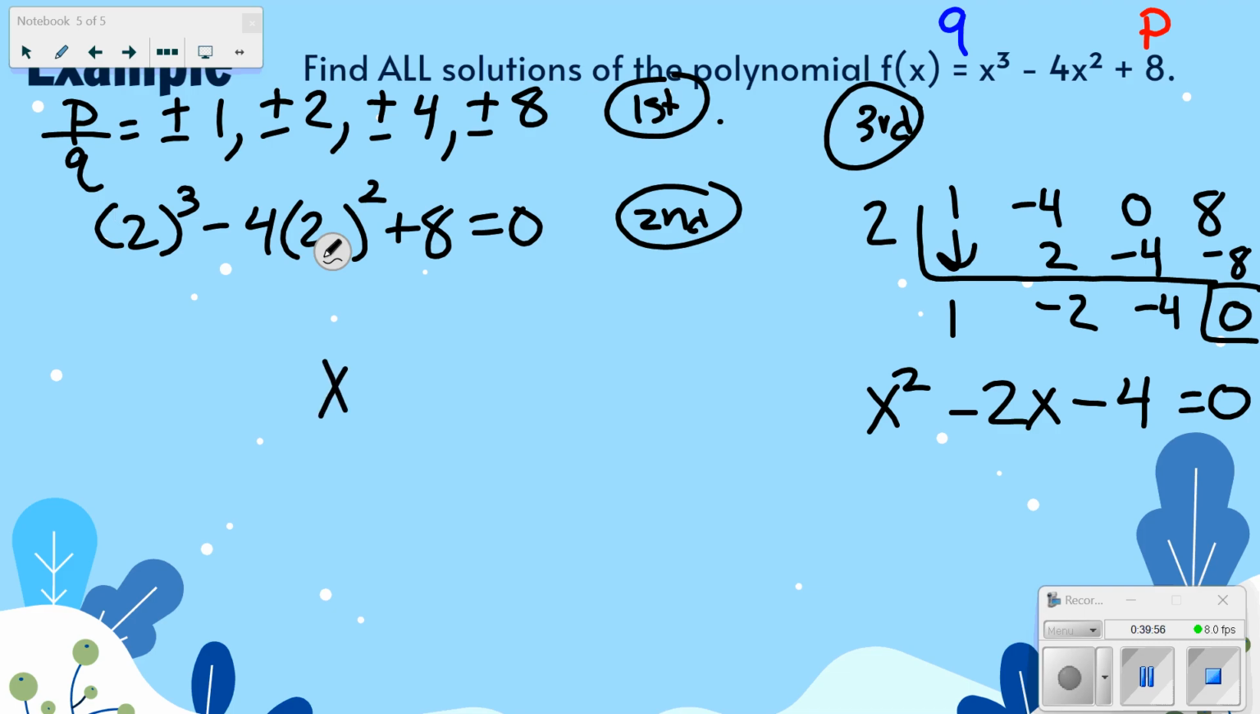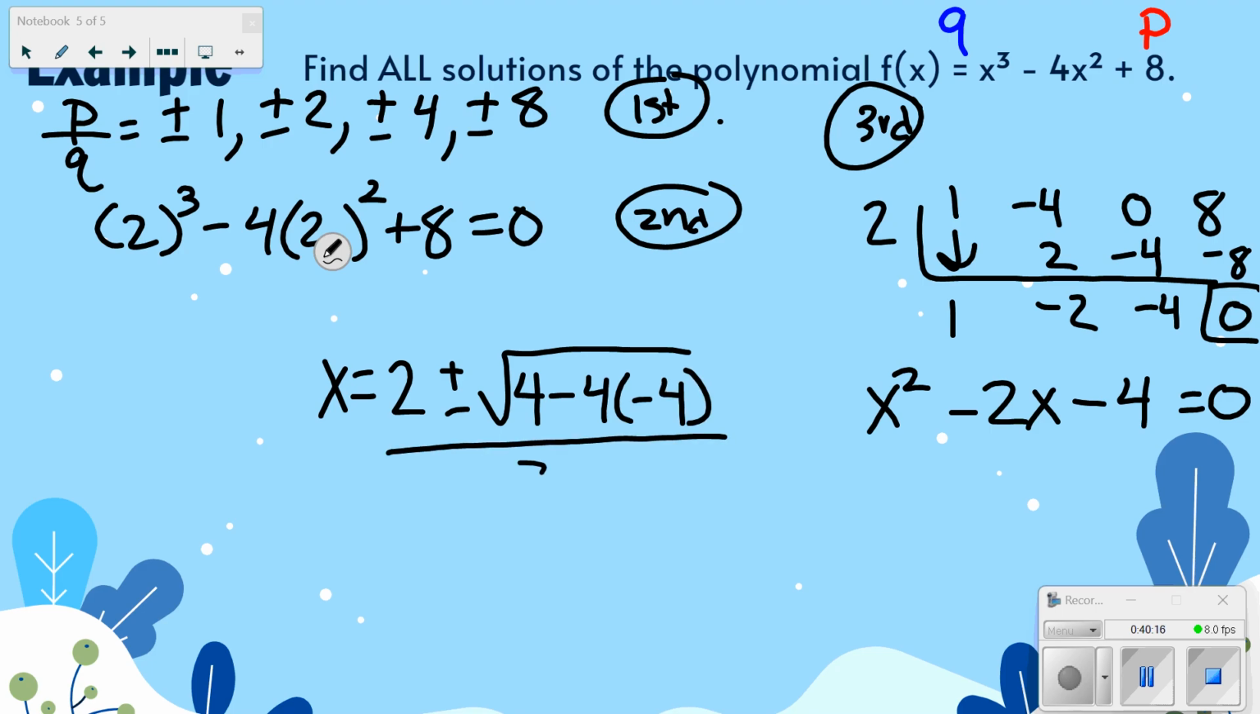you would have x equals negative b, which would end up being a positive 2, plus or minus the square root of b squared, which is 4, minus 4 times a, which is 1, times c, which is negative 4. All divided by 2a, which is just 2. Alright, so keep solving from here underneath your quadratic formula, underneath your square root.